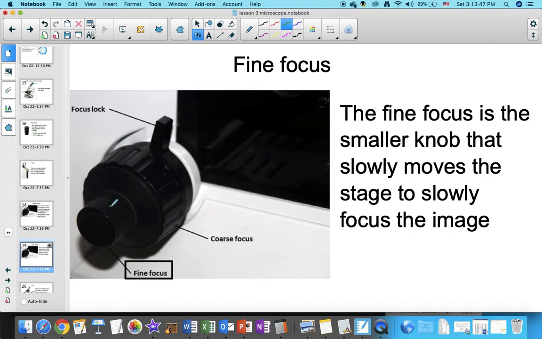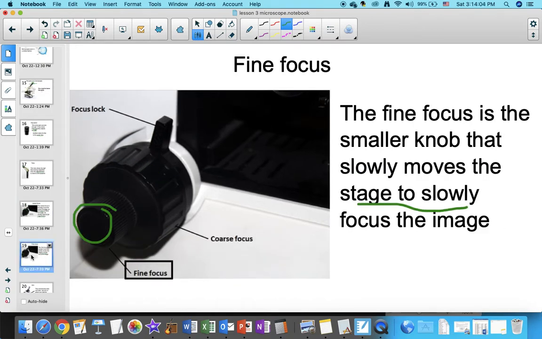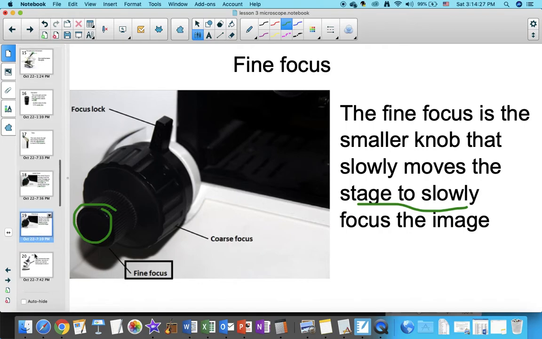The fine focus, which is this little knob right here. The fine focus moves the stage slowly to focus the image. So the coarse focus causes these big changes, and the fine focus makes these small changes. And so you use them together so that you can get a nice focus, right? If it's really blurry, you would use the coarse focus to get a big change, so you can get closer to a proper focus. And if it's just a little bit blurry, you'd use the fine focus to make just small changes so that you can see whatever you're looking at just a little bit better.